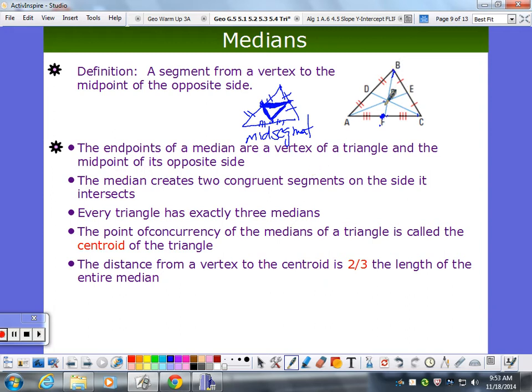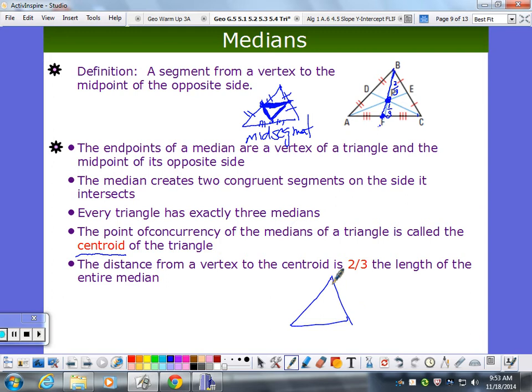The points of concurrency. Joseph, this is a centroid. We were talking about centroids before. If all the medians in a triangle are drawn, they will meet at a centroid. And this is kind of a cool thing. The distance from a vertex to the centroid, from here to here, is 2/3 of the whole thing. Which means the distance from a centroid to the midpoint is 1/3 of the whole thing.